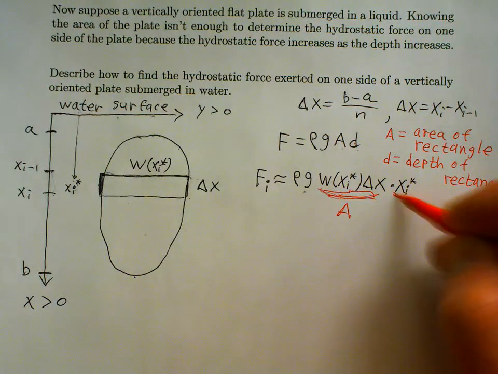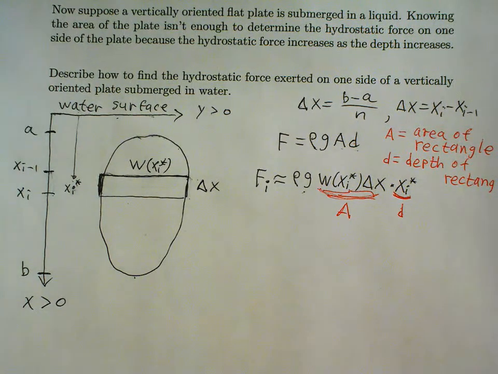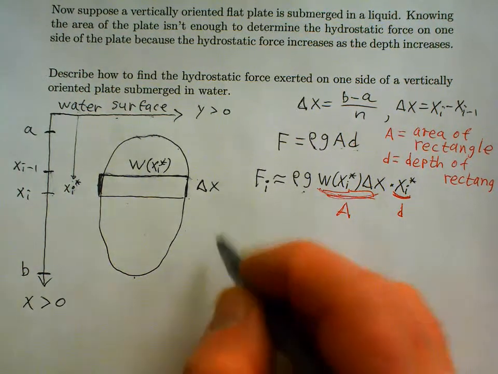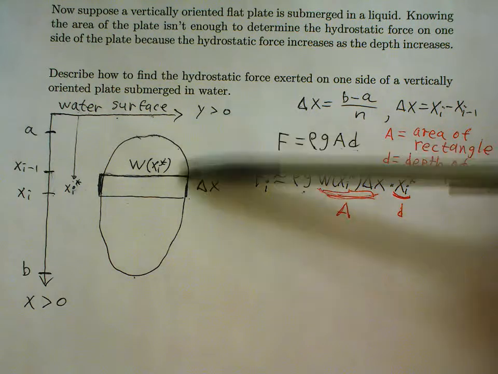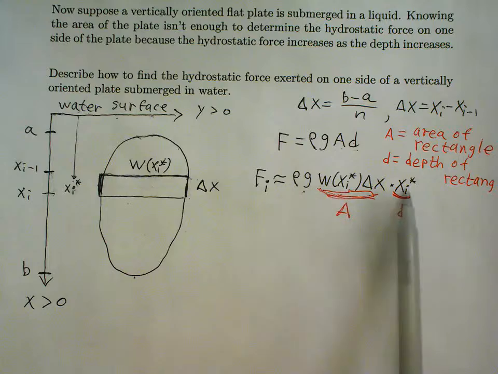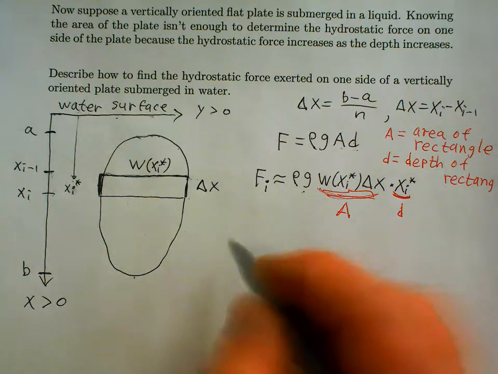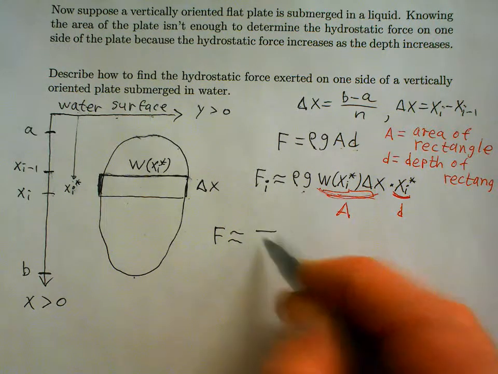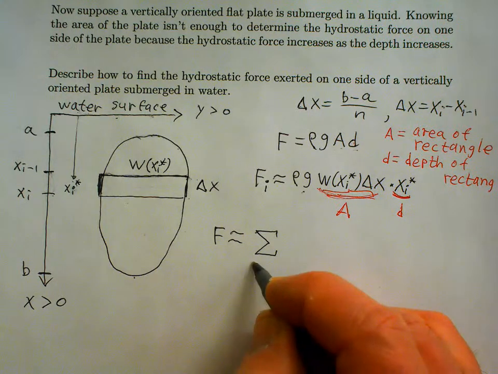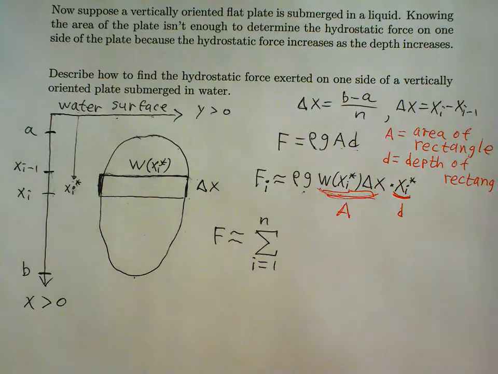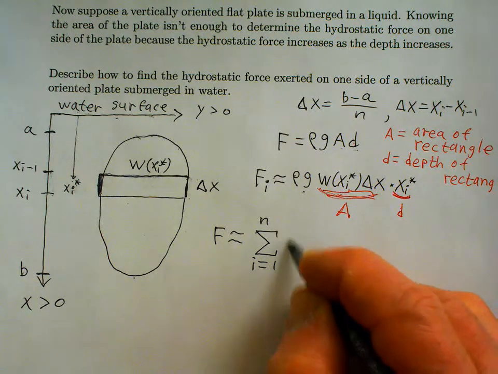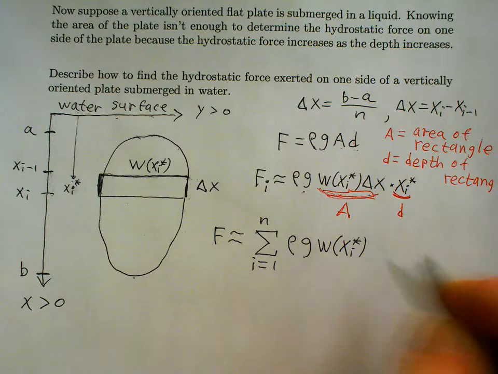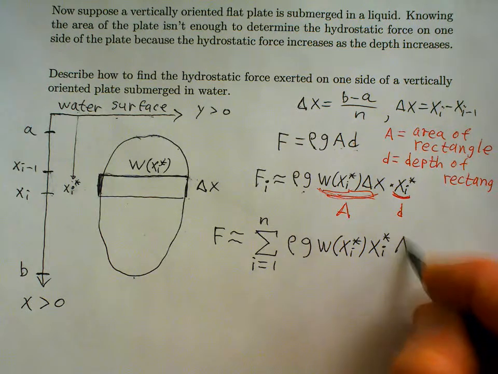So x sub i star is the depth. We'll rearrange the factors a little bit, but the overall hydrostatic force on the plate, if we get one of these expressions for each of the n subintervals, is approximately equal to a Riemann sum from i equals 1 to n of rho times g times w times x sub i star times x sub i star times delta x.